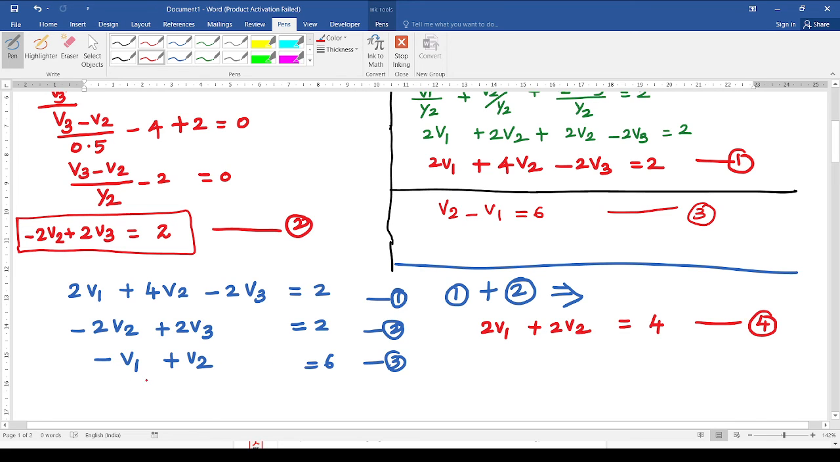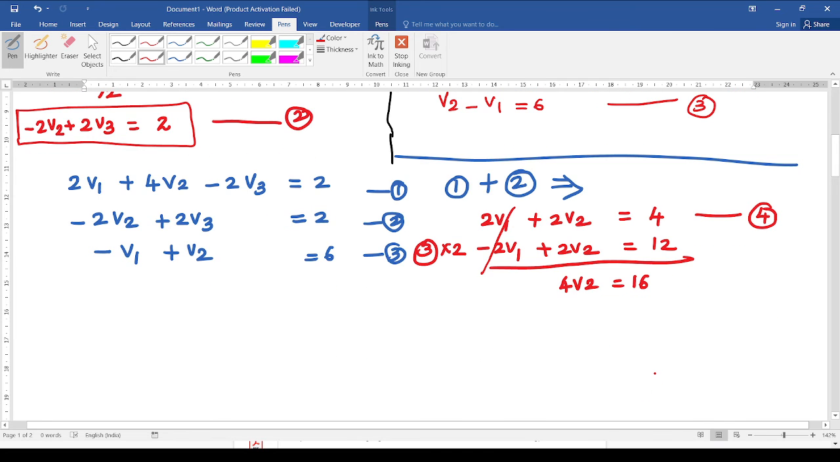Then I am going to use equation number 3, that is minus V1 plus V2 equal to 6. I am going to find the V2 value. So what do I have to do? I have to multiply equation 3 by the number 2. That is minus 2V1 plus 2V2 equal to 12. And adding both, 2V2 plus 2V2, that is 4V2 equal to 16. So what is the voltage V2? V2 equal to 4. So the first voltage is found.